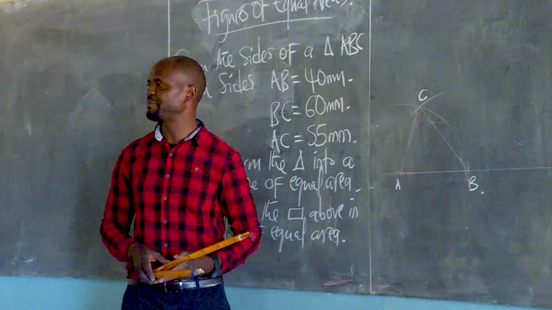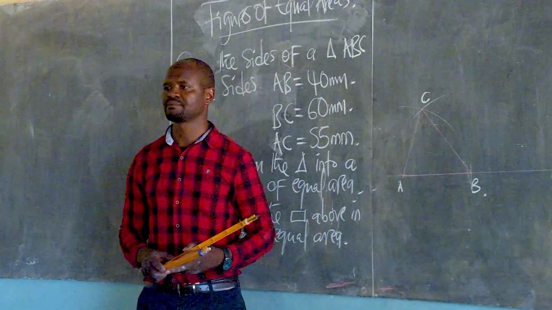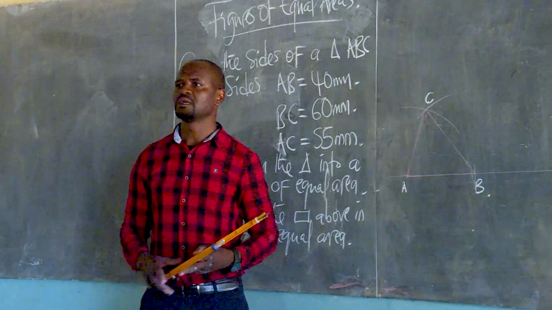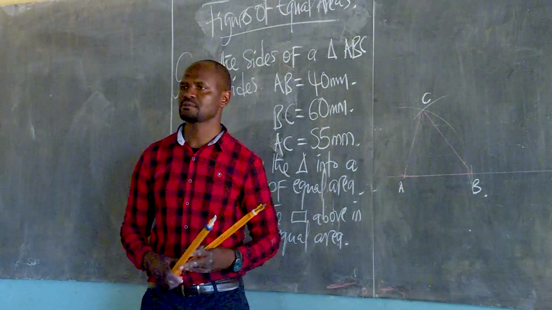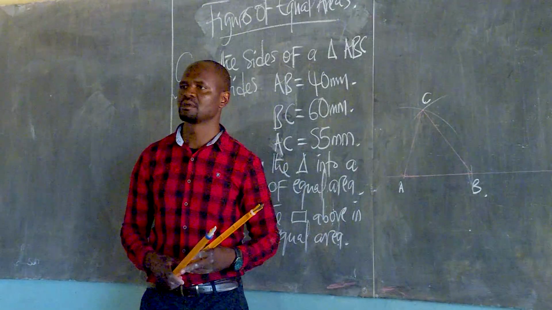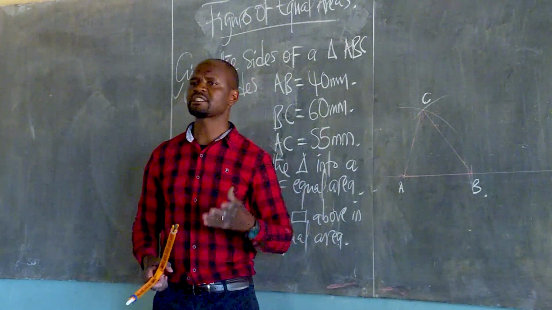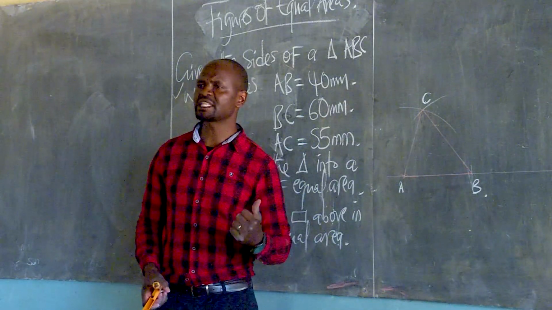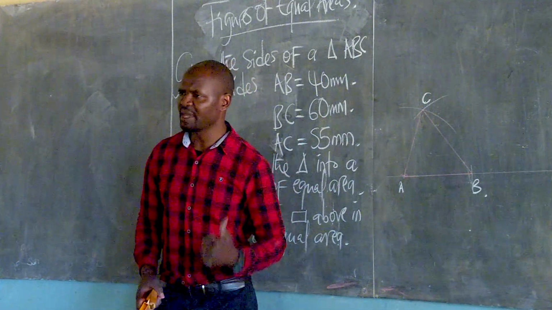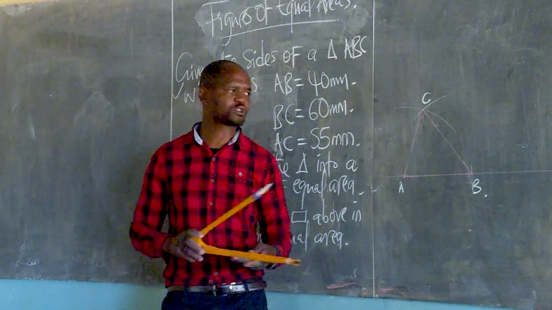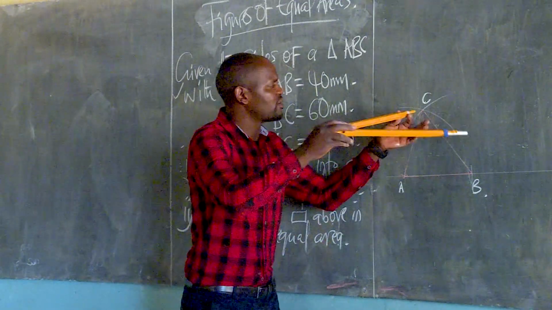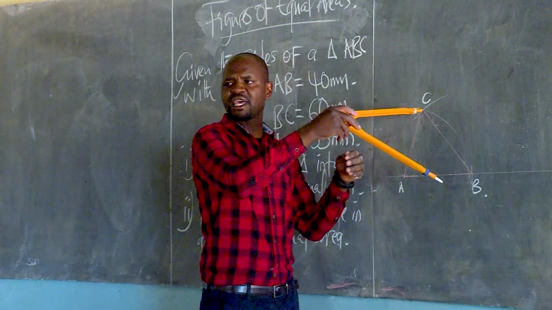What is a perpendicular line, class? Yes, Matanji. A perpendicular line is a line meeting another line at 90 degrees. Very good. So a perpendicular line is simply a line meeting another line at 90 degrees. So for me to do this one, I need to come right on this point here. Are we together? Yes, sir.